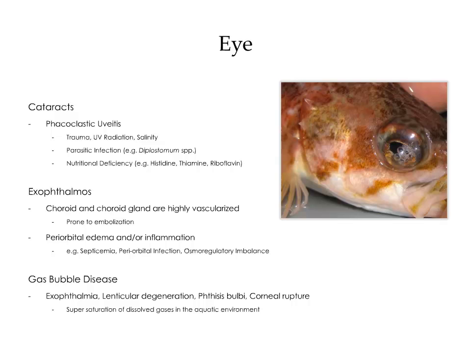As previously mentioned, gas bubble disease can result from supersaturation of dissolved gases in the aquatic environment. Ocular lesions associated with gas bubble disease include exophthalmia, lenticular degeneration, phthisis bulbi, and corneal rupture.